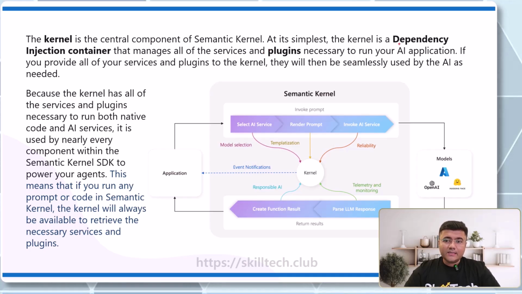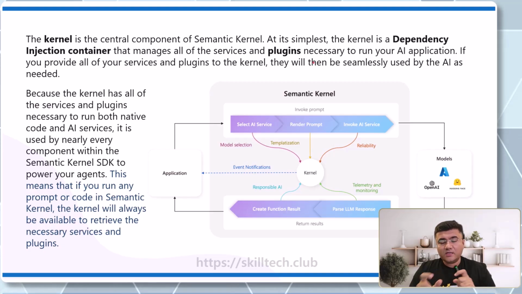At its simplest, the kernel is a dependency injection container. Now, anyone who's comfortable with programming languages like C#, Java, I'm sure you're all familiar with dependency injection, which is basically going to inject certain pieces of logical components at runtime. Now, this is actually the same thing which is happening with the kernel also. This kernel is going to manage all of the services and plugins which are necessary to run your AI application. So if you provide all of your services and plugins to the kernel, then they will be seamlessly used by the AI as needed. So basically, whenever it's required, it's going to inject that and use that. And that's how it's going to happen, all at runtime.